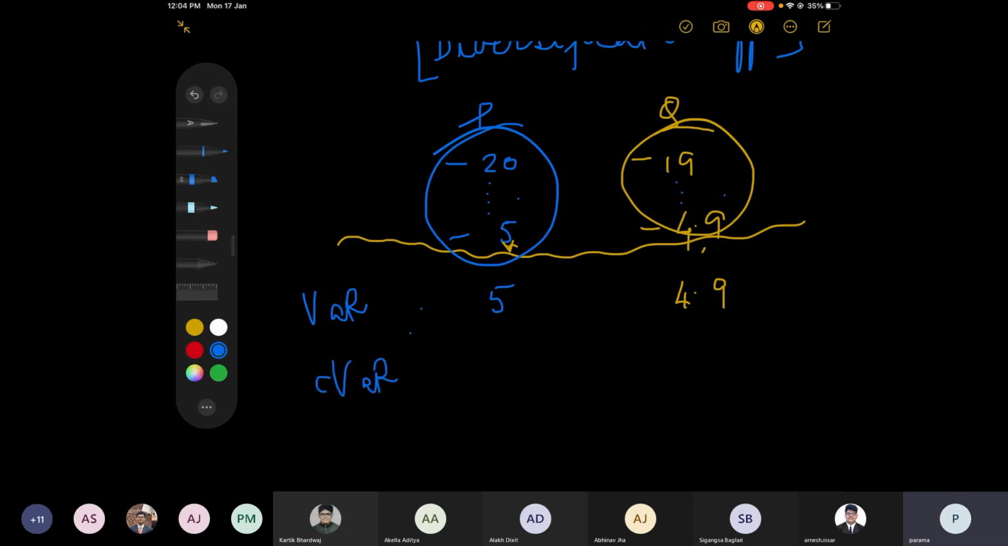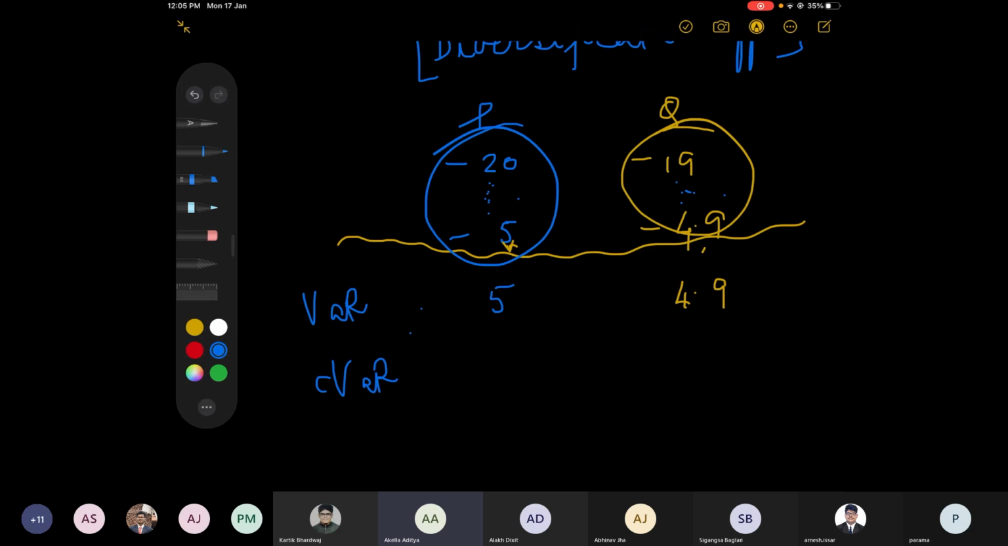So when I look at it, because P is worse than Q all the time, that means P is riskier. Think of it, forget maths, forget numbers, forget anything. P is worse than Q all the time. Doesn't that make P riskier than Q?